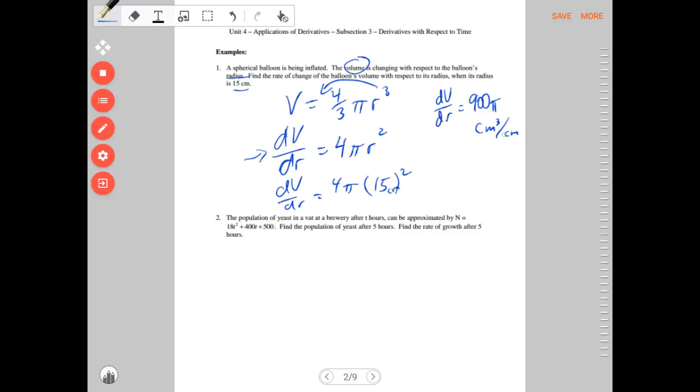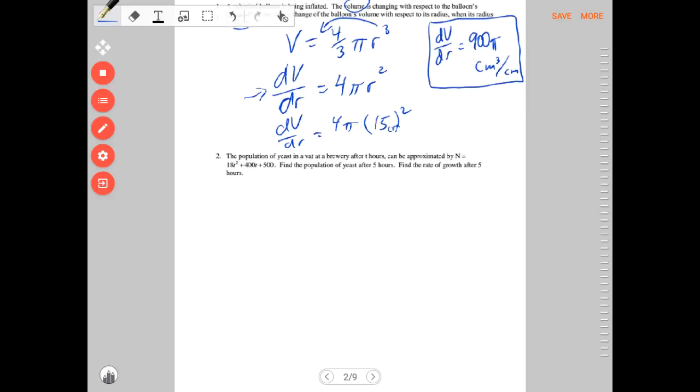So even though it simplifies to centimeters squared, writing the units like this gives you a better idea of what's going on. So again, the volume is increasing by 900 pi centimeters cubed for every centimeter of radius. Okay, so there's the first one.